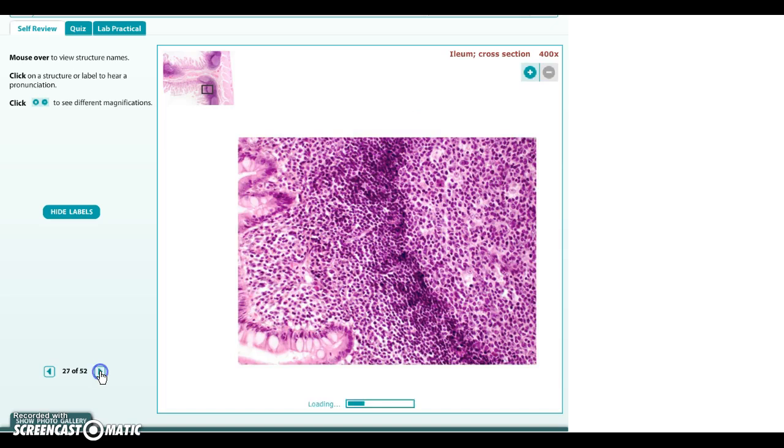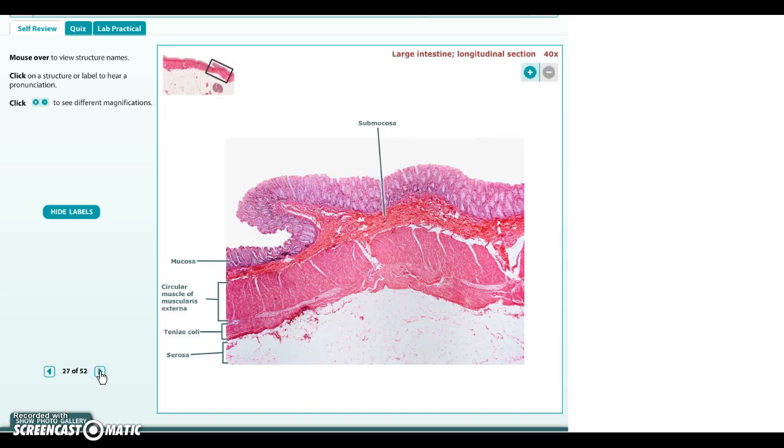Okay, moving along. Now we're on to the large intestines. In the large intestines, again, typical submucosa, mucosal layer, some circular layers of muscle. You have these taenia coli, which are strands of connective tissue that kind of throw the large intestine into those typical haustra, or pouches, along the length of it.